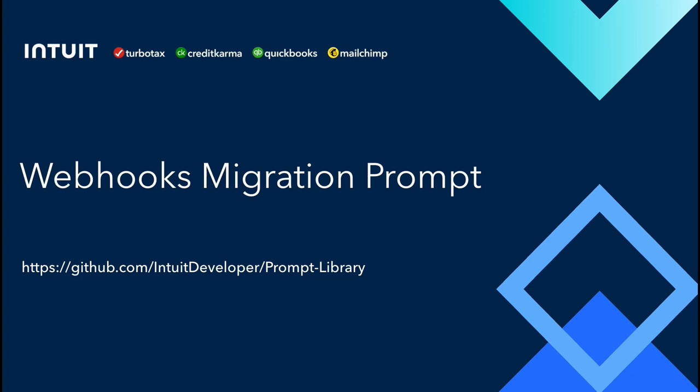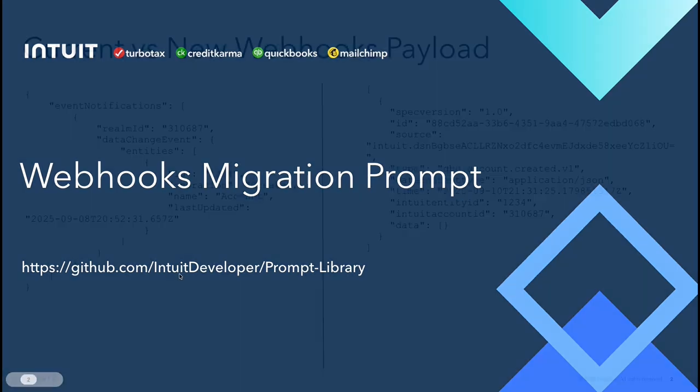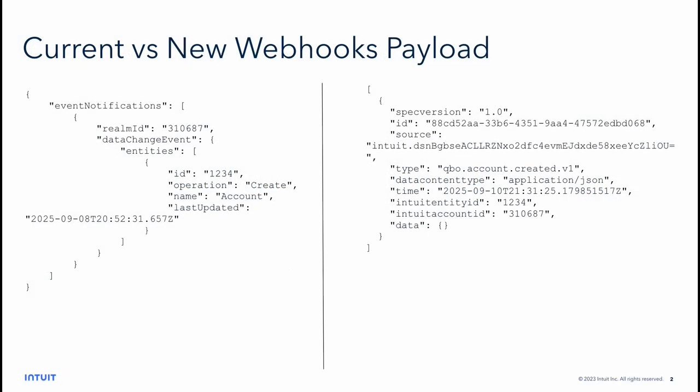As you can see here on the slide, the prompt is available on our Intuit Developer GitHub prompt library repo. And just a quick review of what is actually changing. We can see here on the left side, this is the old legacy format. This payload is typically going to be delivered as a single JSON object containing the events notification. And then on the right, we have our new CloudEvents payload, and this is going to be delivered as an array. And you can see here, it does have the spec version field.